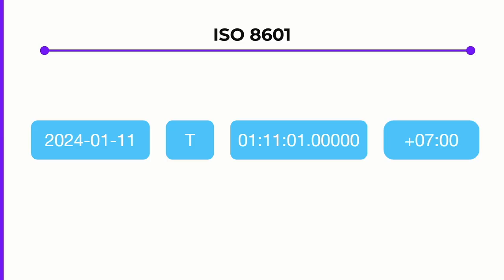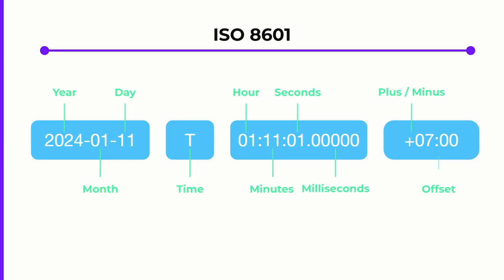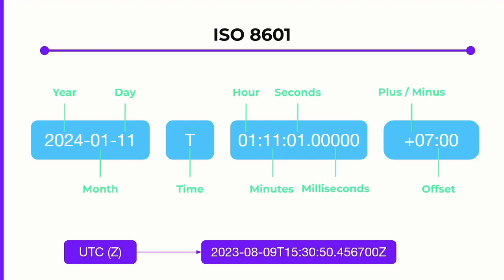Standardized datetime format. ROOK uses the ISO 8601 format for all datetimes, which is as follows: year, month, day, followed by the letter T, then hours, minutes, seconds, milliseconds, and finally the time zone offset. Timestamps are aligned to UTC-Z, unless otherwise specified. For example, August 9th, 2023 at 15:30:50 represents a specific time in UTC. If a timestamp does not include a time zone, it is assumed to be in UTC. This standardized format simplifies data integration across various sources and systems.